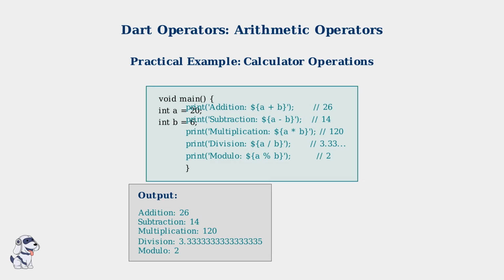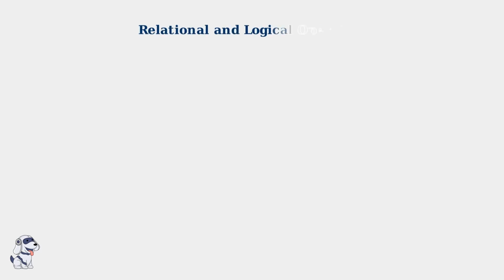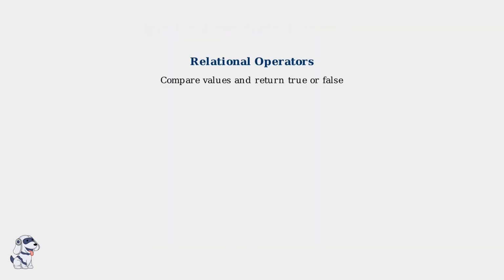These arithmetic operators form the foundation of mathematical calculations in Dart. You'll use them frequently when building applications that need to process numbers, perform calculations, or manipulate data. Dart provides two important categories of operators for making comparisons and combining conditions: relational operators and logical operators. Relational operators compare two values and return a Boolean result, either true or false.